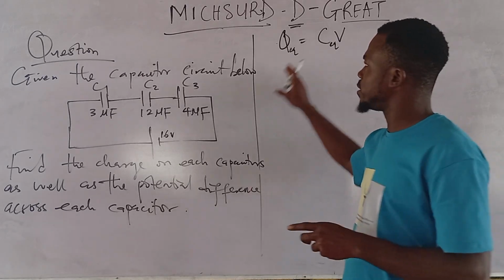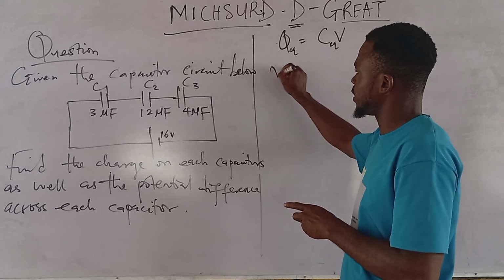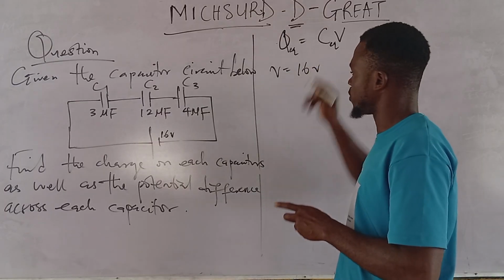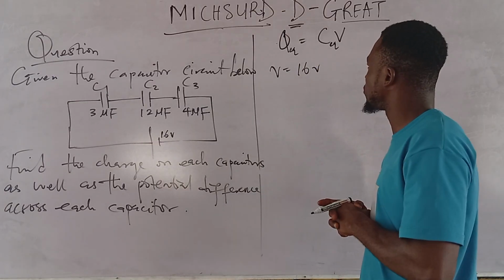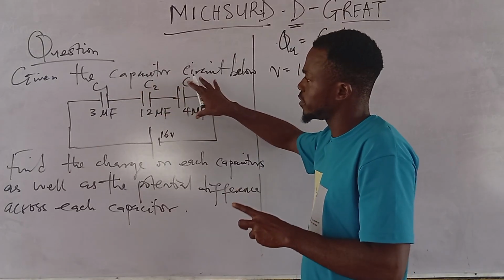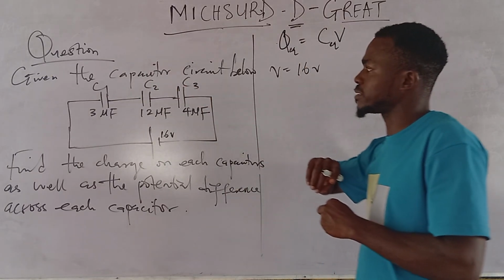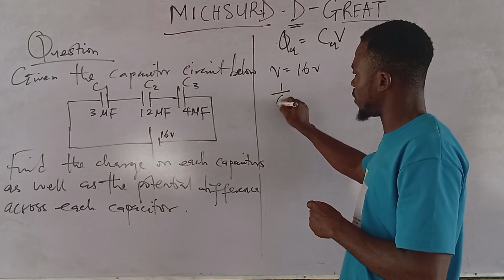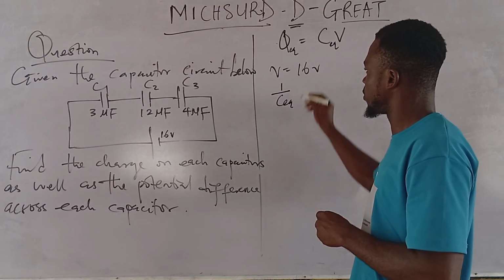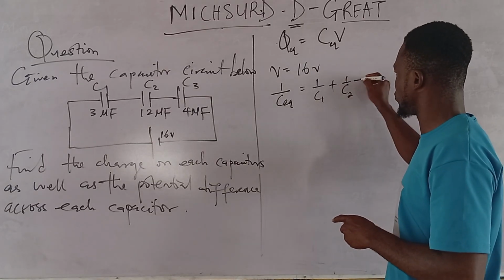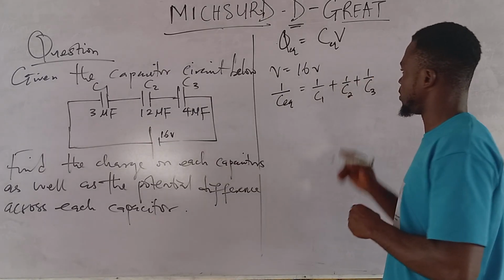So how do we get the equivalent capacitance? Because you can see we have a potential difference of 16 volts from the diagram, and also the capacitors are in series. We want to calculate the capacitance of the capacitors when they are in series. We have that 1 over the capacitance is equal to 1 over C1 plus 1 over C2 plus 1 over C3.